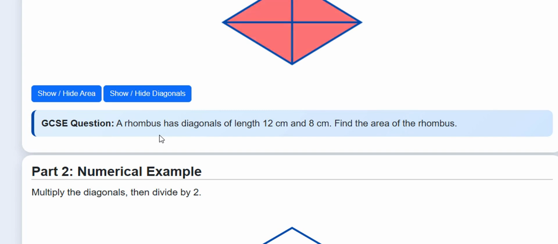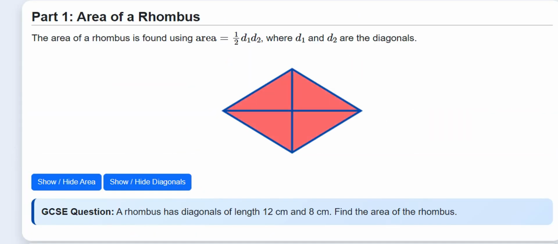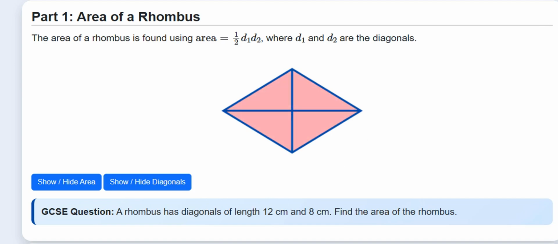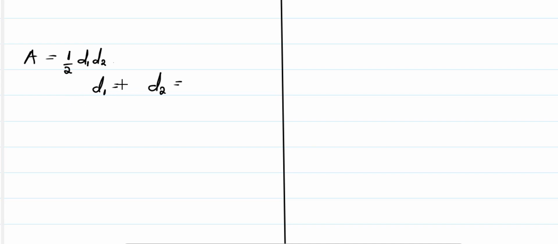Here we are told a rhombus has diagonals of length 12 cm and 8 cm. Then find the area. And we said area here of a rhombus is given by half d1 multiplied by d2, where d1 and d2 are the diagonals of that rhombus. So in this case, we have d1 and we also have d2. And d1 is 12 centimeters, then d2 is 8 centimeters.